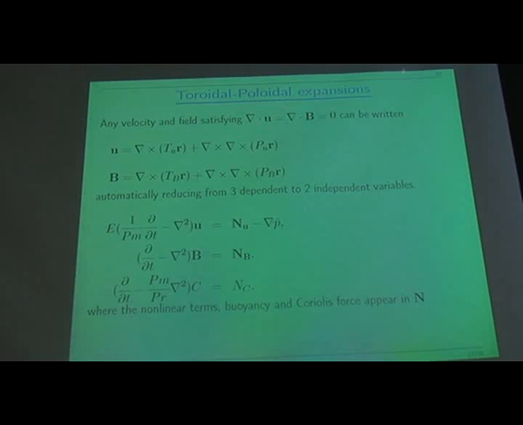Then we do a toroidal-poloidal expansion of the variables u and b. So we write u in that form and b in that form, which automatically reduces you down from 3 independent components down to 2, because that automatically gets div u equals 0 and div b equals 0. So one of the big advantages in a spectral method is you don't ever have to impose div u equals naught and div b equals naught. It's done right at the beginning by the nature of the expansion.